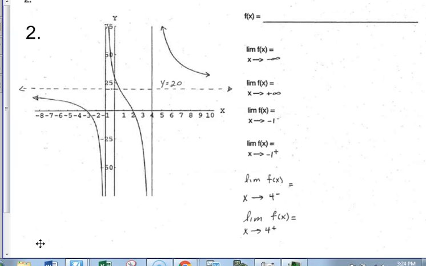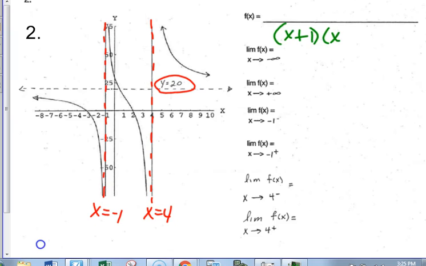You guys work on this one. Tell me some things you know. What do you know? There's a horizontal asymptote at y equals 20. There's a vertical asymptote. These are supposed to be asymptotes, they're just not dotted. So there's a bottom of what? X plus 1 and x minus 4, okay?